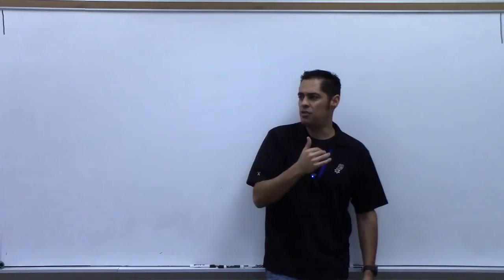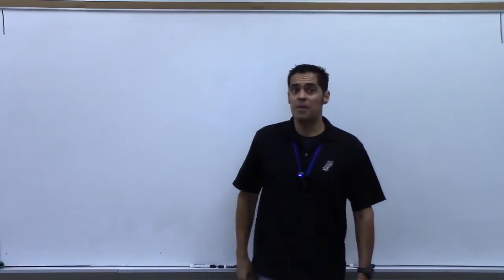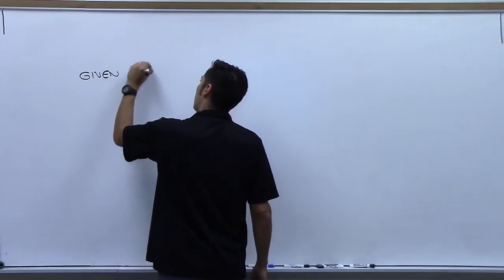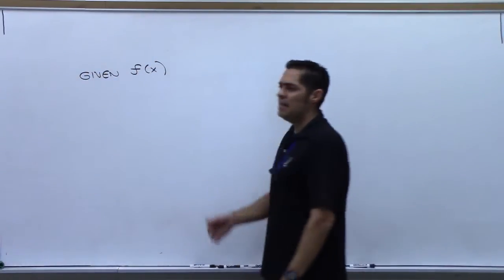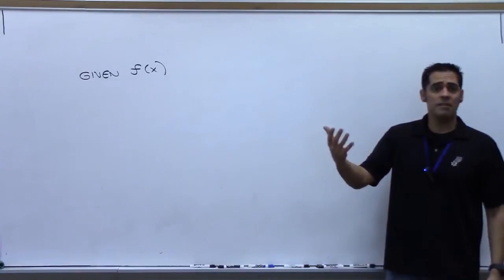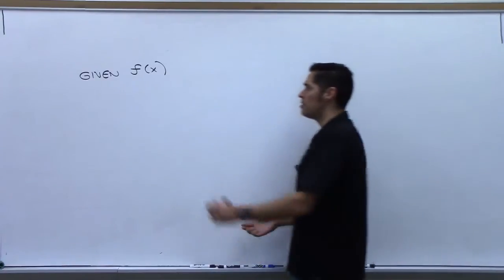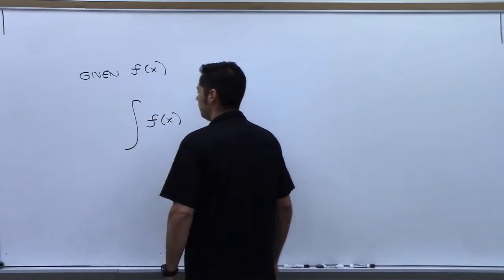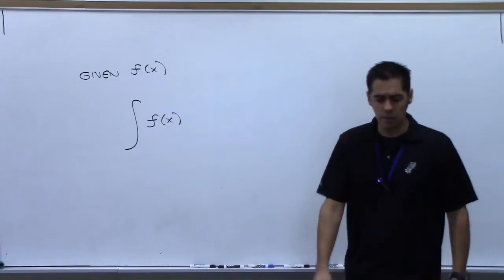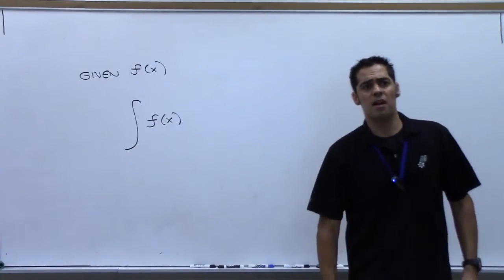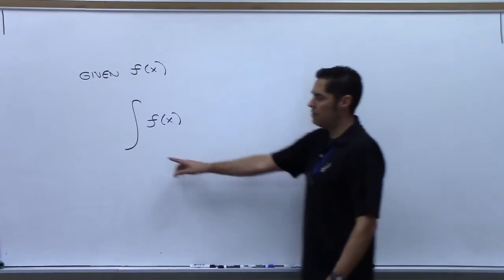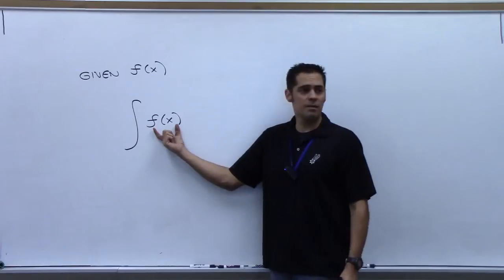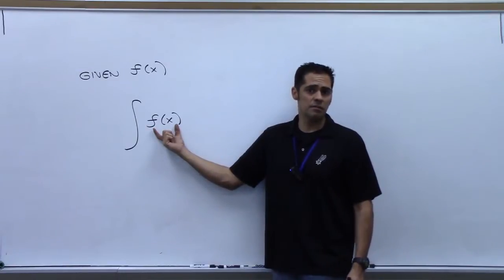So we have some notation. The notation is that if you're given little f of x, and I need to tell you to go find the general antiderivative of it, we use this symbol in front of the function. That symbol right there is called the integral sign. The function that you're trying to find the antiderivative of right here is called the integrand.